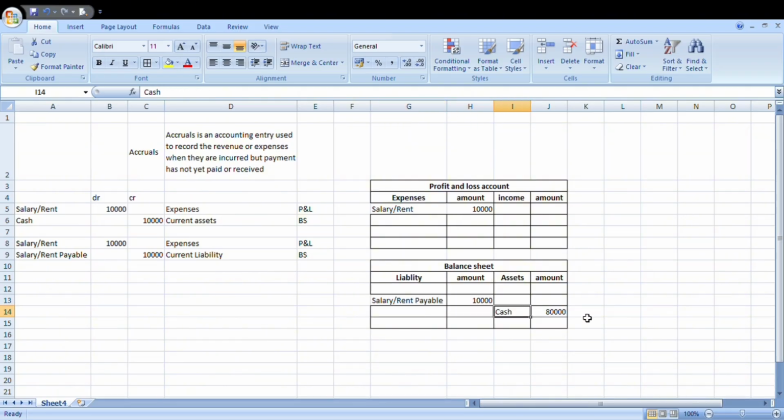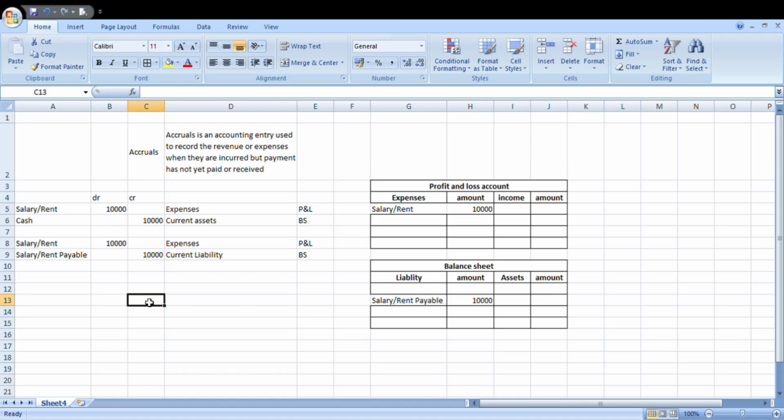If we have cash, we can pay. If we don't have cash, we'll book it as a payable. We did not pay, we have to pay this amount. So this is how this will impact our statement of accounts.